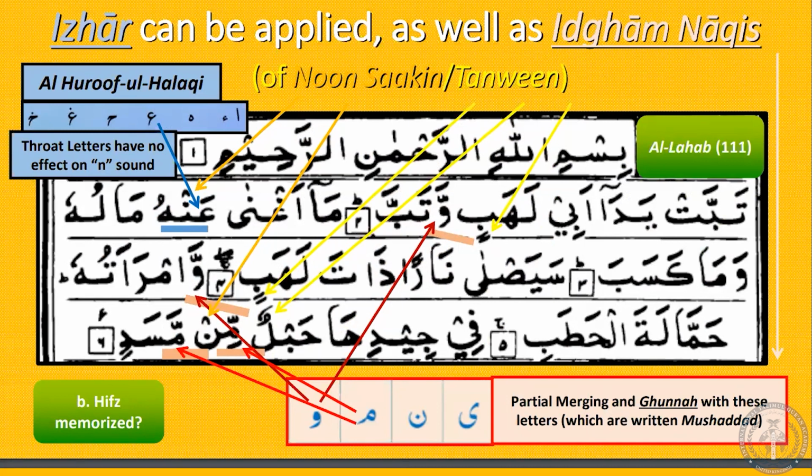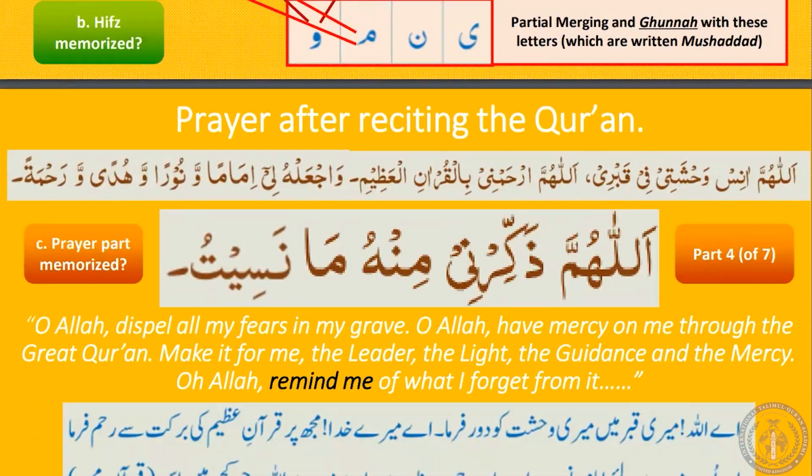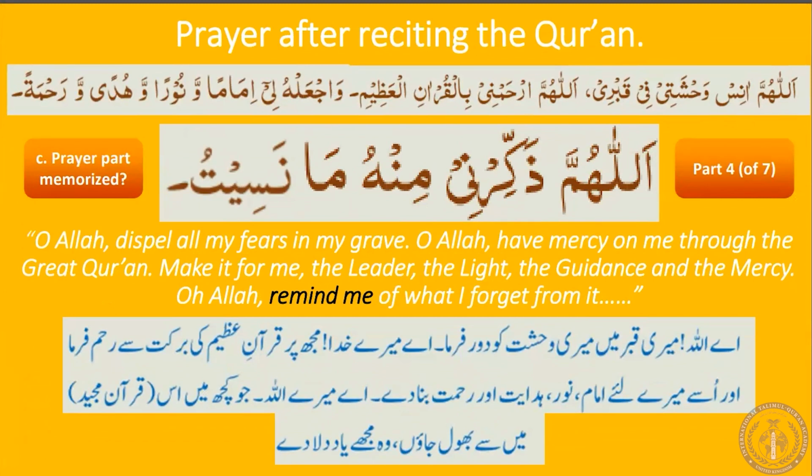There's two rules here that are present. Izhar, reading it clearly, and idgham naqis, partial assimilation, where you have a ghunna. So the blue one is absolutely no ghunna, anhu, and the other ones are with ghunna. There's 4 examples of idgham naqis. And then we have this.